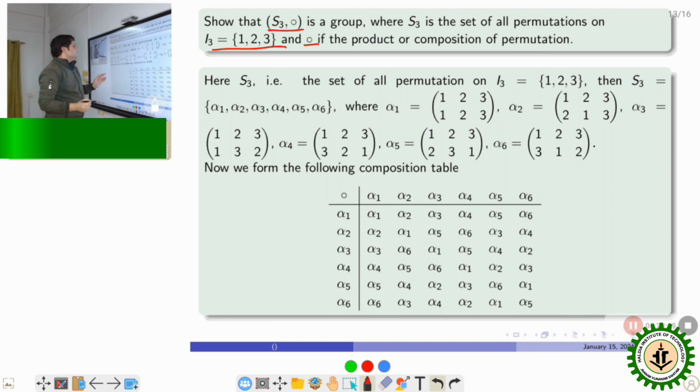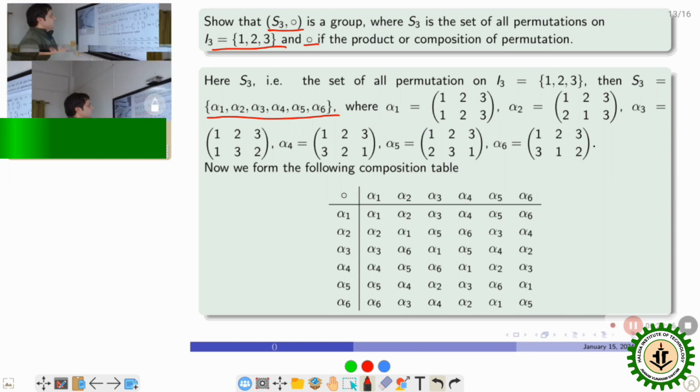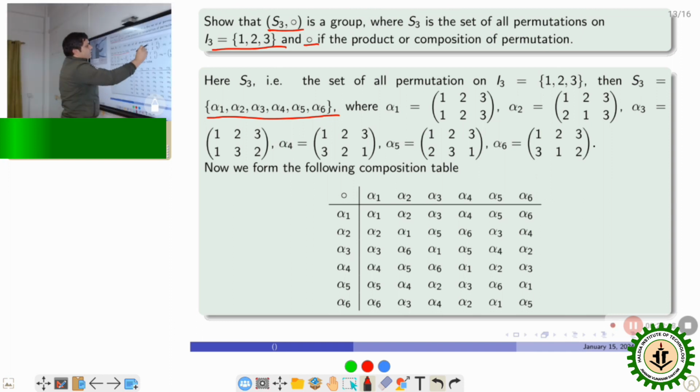Therefore we define S3 in this way: alpha 1, alpha 2, alpha 3, alpha 4, alpha 5, alpha 6. Alpha 1 maps 1 to 1, 2 to 2, 3 to 3. Alpha 2 maps 1 to 2, 2 to 1, 3 to 3. Alpha 3 maps 1 to 1, 2 to 3, 3 to 2. Alpha 4 maps 1 to 3, 2 to 2, 3 to 1. Alpha 5 maps 1 to 2, 2 to 3, 3 to 1. And alpha 6 maps 1 to 3, 2 to 1, 3 to 2.